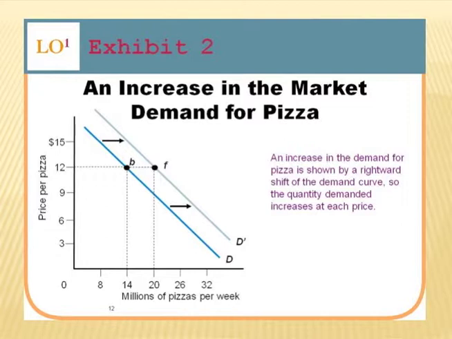So here we've had a situation in which the consumers in our market have had an increase in income. So their new demand curve moves from the solid blue line, which is marked D, to the lighter blue line, which is D prime. This is said to be an increase in demand for pizza. That is, they want more at each and every price. So if the price is $12, they move from buying 14 million to buying 20 million. They move from B to F. And this is an increase in demand. Notice they did not move up or down along D. The entire demand curve, the entire relationship, moved from D to D prime.